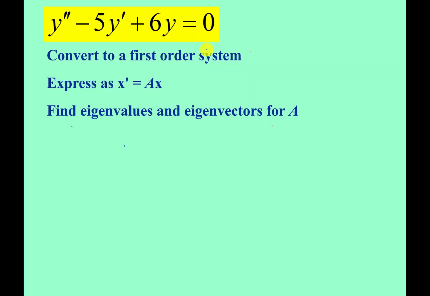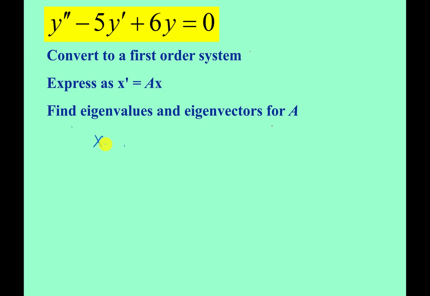Now we're going to take that second order differential equation and we're going to convert it to a first order system in this matrix vector form where the derivative equals this matrix times the variables. And then we're going to find the eigenvalues and eigenvectors for A and kind of compare them here.